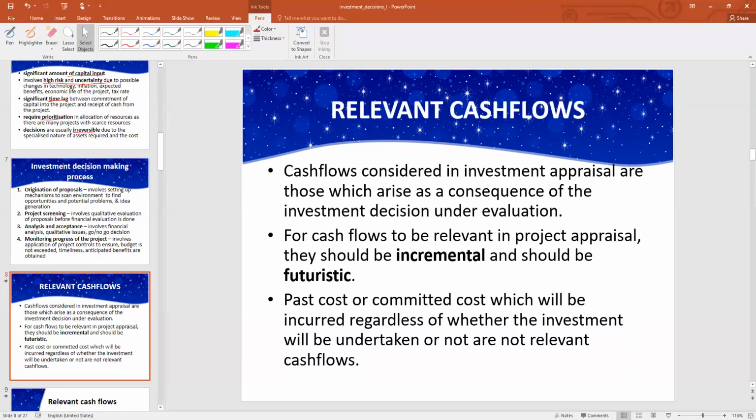That's called futuristic. It must be incremental. And the term incremental does not mean an increase, so take note. Incremental does not mean an increase. It can be a decrease in something, or where we receive less money, but it is still incremental.